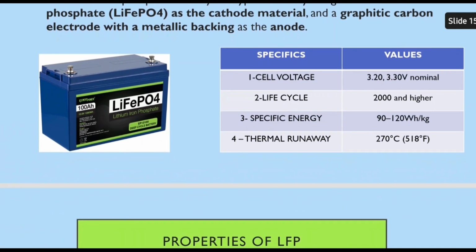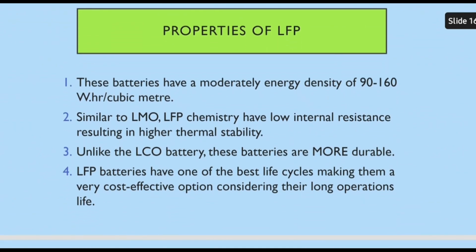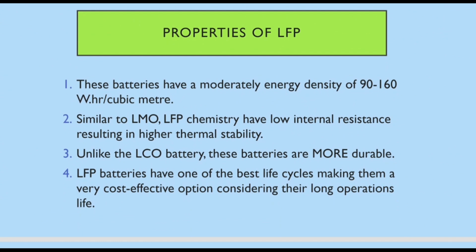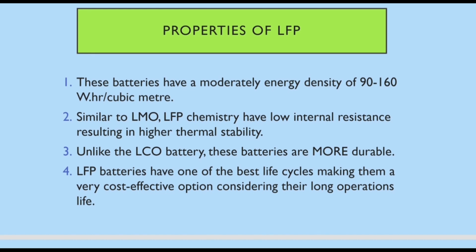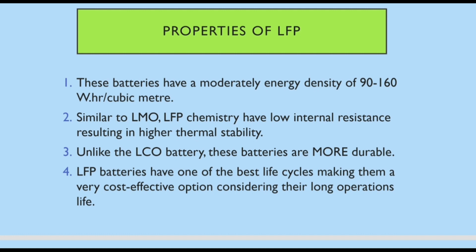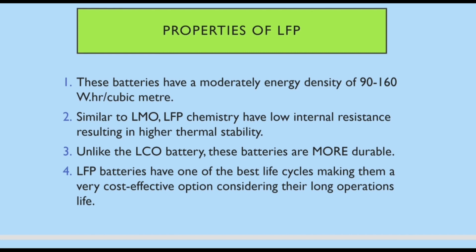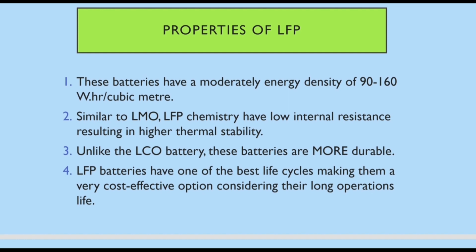Next point is properties of lithium iron phosphate. First, these batteries have a moderate energy density of 90 to 160 watt hour per cubic meter. Second, similarly to LMO, the lithium iron phosphate chemistry has low internal resistance, resulting in higher thermal stability. Third, unlike LCO, these batteries are more durable. Fourth, lithium iron phosphate batteries have one of the best life cycles, making them a very cost effective option considering their long operating life.